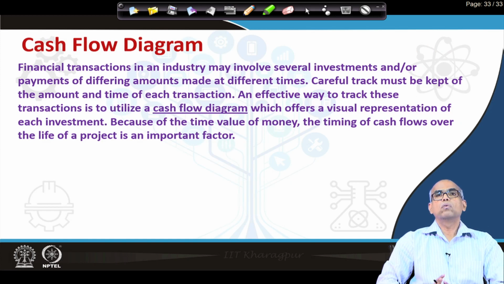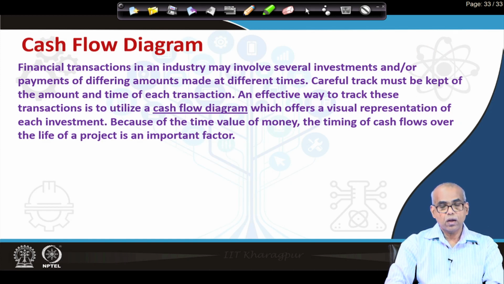Now, we will introduce a concept known as cash flow diagram. Financial transactions in an industry may involve several investments and payments of differing amounts made at different times. Careful track must be kept of the amount and time of each transaction. An effective way to track these transactions is to utilize a cash flow diagram, which offers a visual presentation of each investment.